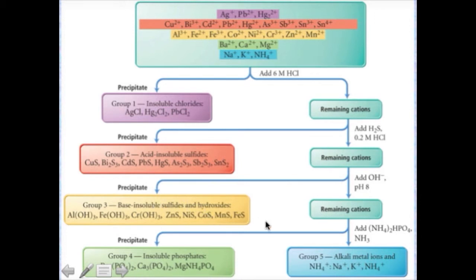And finally, the remaining cations are going to react with ammonium phosphate to form the insoluble phosphates: barium phosphate, calcium phosphate, magnesium ammonium phosphate. Group 5 is what's left over, and they don't really form precipitates with anything, no way, no how, and that's the alkali metal cations.